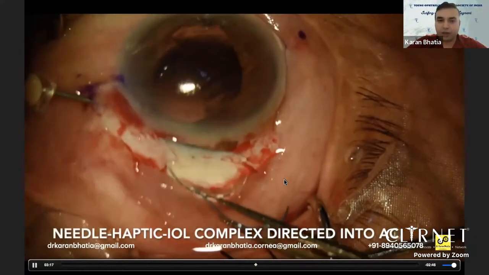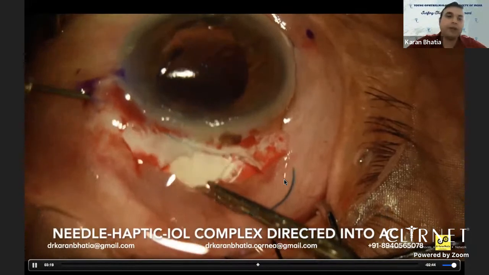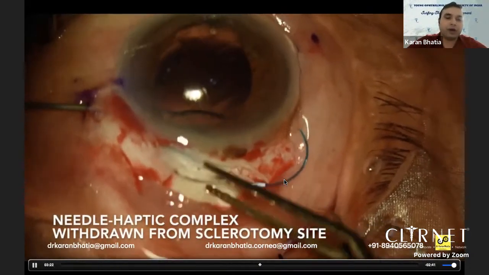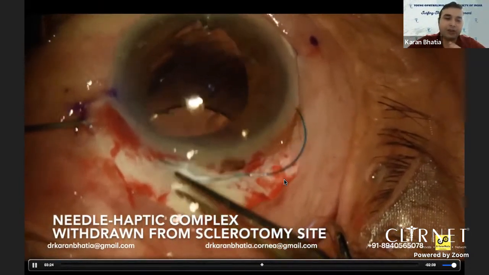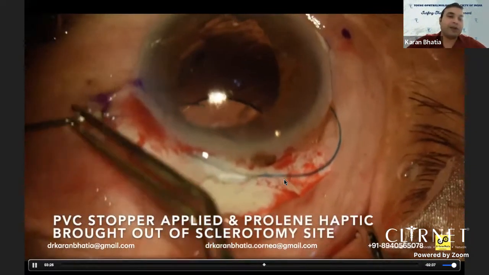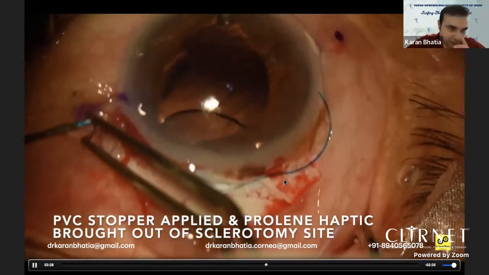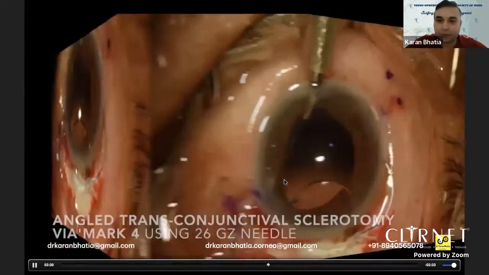So then this leading polypropylene haptic is inserted into this needle lumen, and then slowly, see, the AC maintainer is turned on right now. It's already on. And once you take the IOL inside, the needle haptic complex is slightly withdrawn and this PVC stopper is applied, and this helps to prevent the slippage of the IOL.